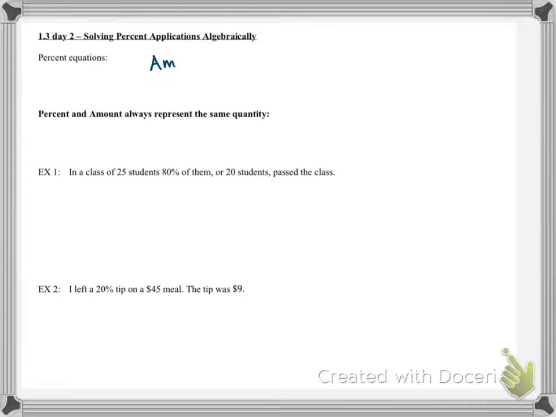We have amount equals percent times base, which we abbreviate as A equals P times B.